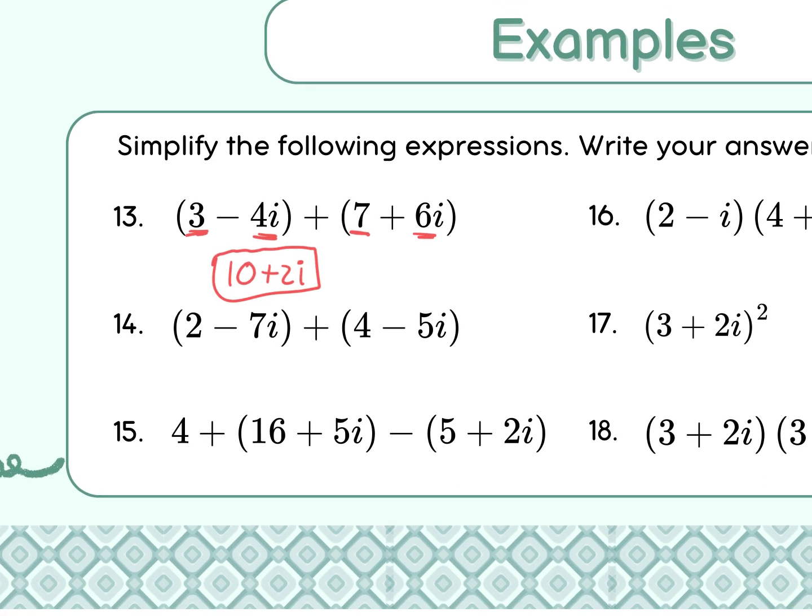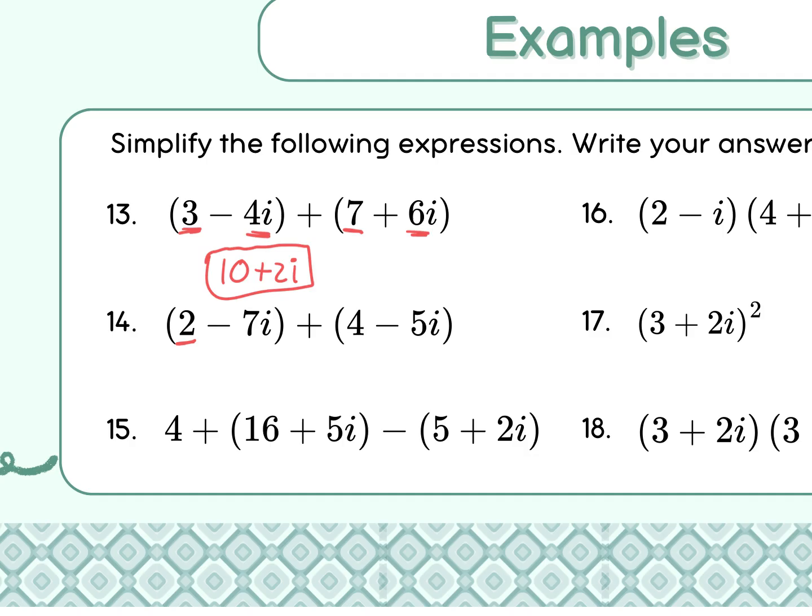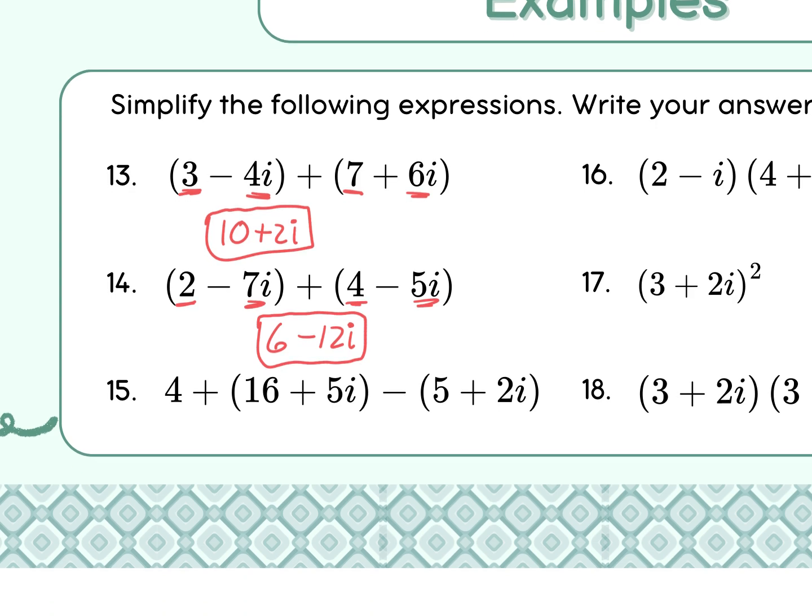I can do the exact same thing with the next one. Real plus the real, 2 plus 4 is 6. Imaginary plus the imaginary, negative 7i minus 5i is negative 12i. Just like you would a regular polynomial expression. This should be super easy.